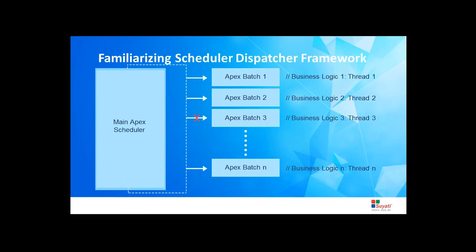What it means is that if you want to maintain a particular logic that is written like Apex batch 3, you can easily detach that batch out of the dispatcher framework. You can do the necessary code refactoring. You can write the unit test. You can make sure that the Apex batch is robust enough to get attached back. Then you can attach it back. So this kind of attaching and detaching functionality is provided by this scheduler dispatcher framework.